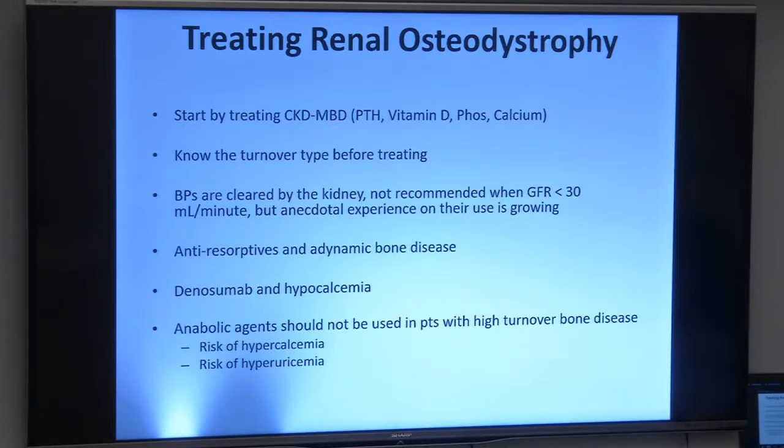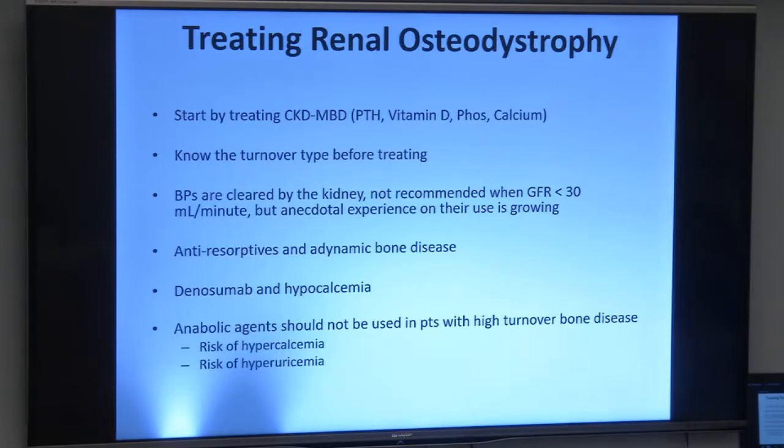So bisphosphonates have in the past had a hard black box warning about GFRs less than 30, and you shouldn't give them. Do you know why that black box warning is there? What's the issue with the GFR less than 30? Are bisphosphonates nephrotoxic? It's a trick question. Yes and no. So the IV bisphosphonates can be nephrotoxic.